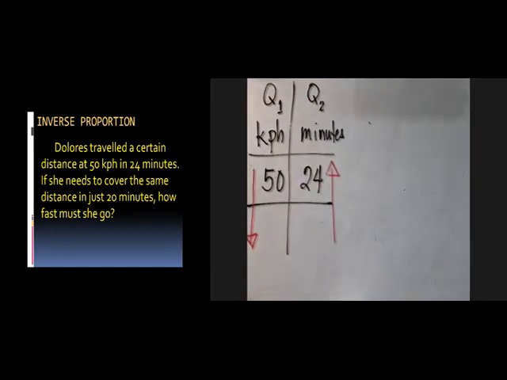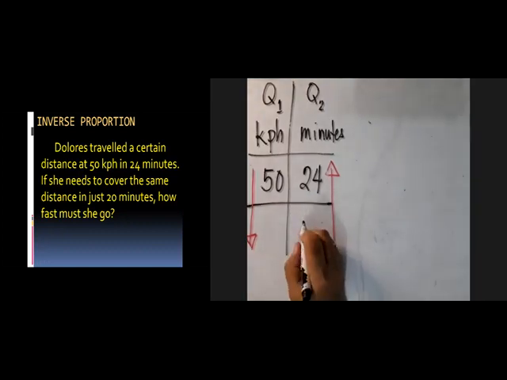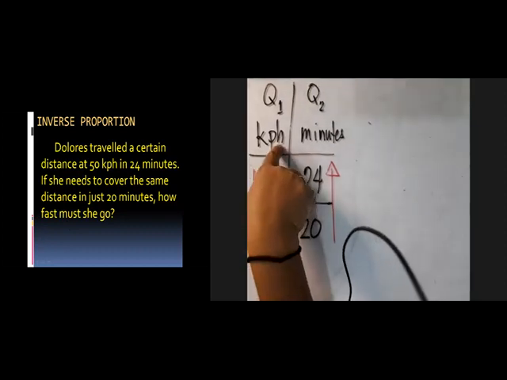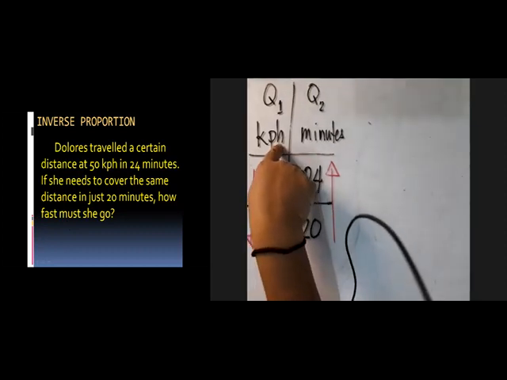Dolores traveled a certain distance at 50 kilometers per hour in 24 minutes. Okay, so that is now our first pair of quantities. We have 50 kilometers per hour in 24 minutes. Okay, if she needs to cover the same distance in just 20 minutes, so saan natin ilalagay yung 20 minutes natin na to? Okay? Dun sa number of minutes sa second row. So we'll have 20.